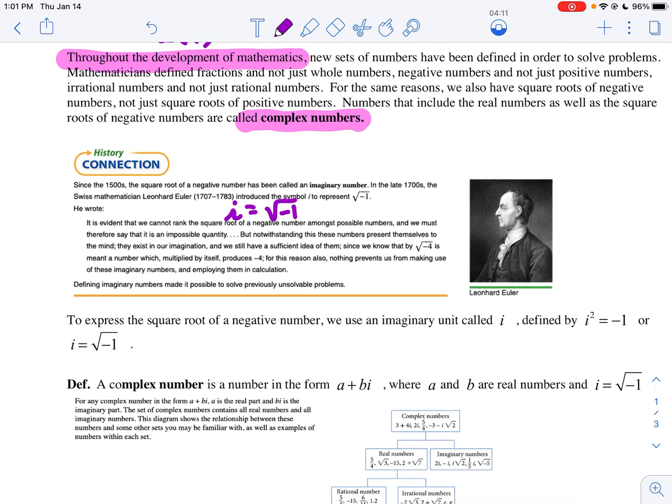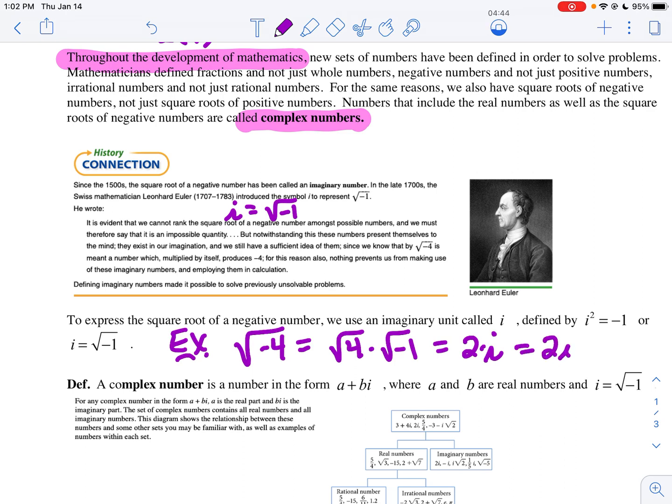So, to express the square root of a negative number, we use an imaginary unit called i. So here's what I want us to do here. If I had the square root of negative 4, I could say that's the square root of 4 times the square root of negative 1. Well, what is the square root of 4? It's 2. And now we have newly defined i as the square root of negative 1. So this is 2 times i, or 2i.